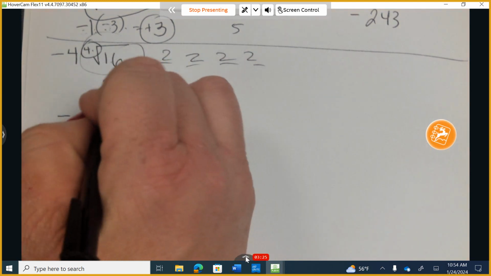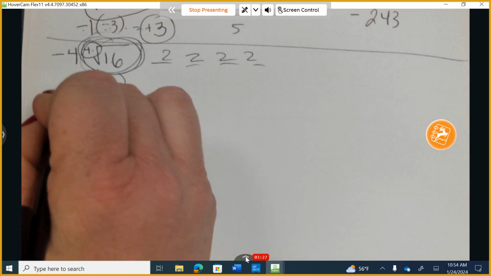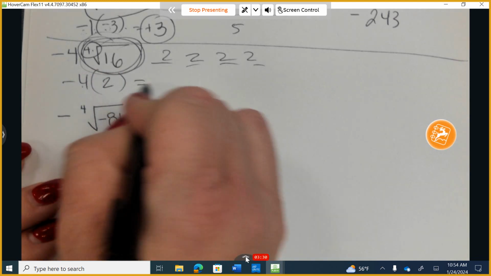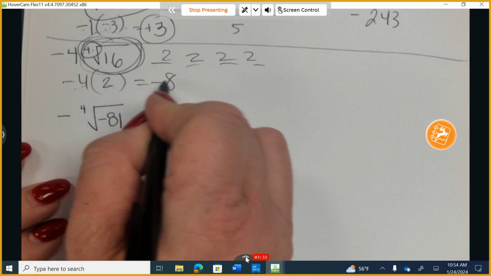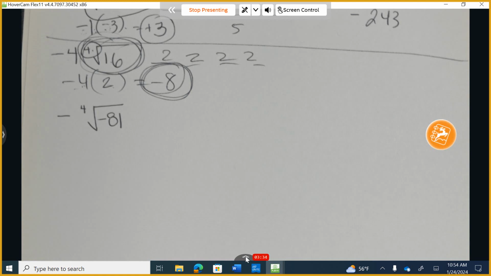Yeah, that works. So I bring down the 2. That's what this evaluates to, and then the negative 4. 4 times 2 is 8. There's only 1 negative. 1 is odd. Final answer is negative 8.